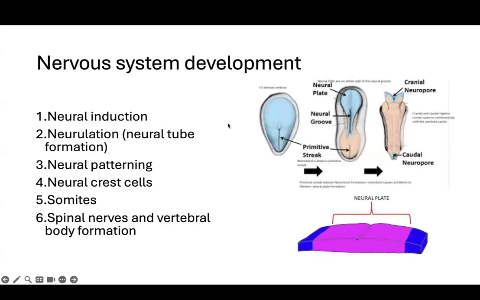Do we need to learn those genes? Good question. No, those are purely for entertainment purposes and raising awareness. Just appreciate that it's a complex process. That's all you need to take away from that slide.